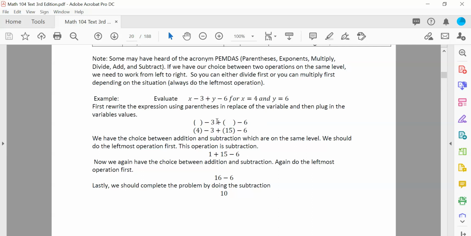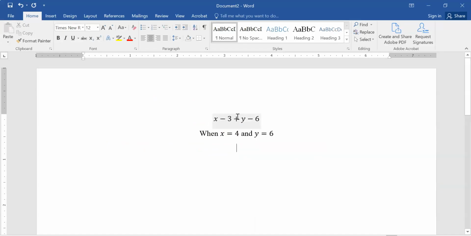Oh, they plugged in a different thing. Well, that's not fun. Let me push pause real quick. They obviously made a typo. They plugged in 15 where the y is. But I'll do this where I plug in 4 and 6. So x minus 3 plus y minus 6 when x is 4 and y is 6.